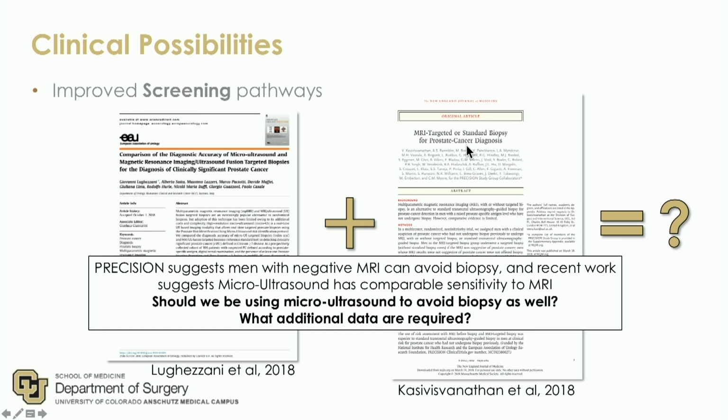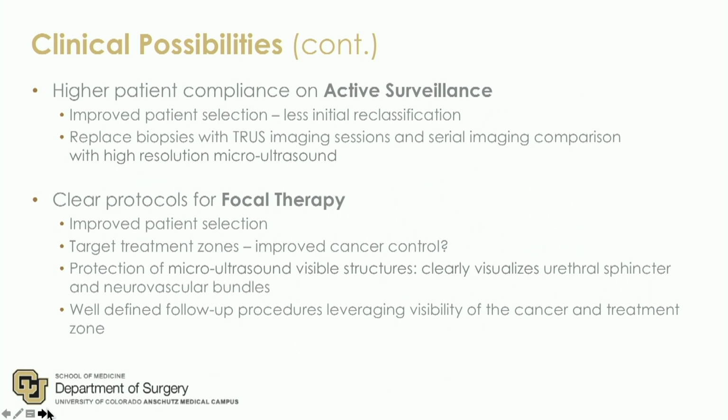And basically, the PRECISION trial published in the New England Journal of Medicine suggests that a negative MRI can avoid a biopsy. And recent work suggests that micro-ultrasound has comparable sensitivity to the MRI, so one might be able to do deductive logic and say, should we be using micro-ultrasound to avoid biopsies as well, and what additional data are required, and I think we're getting there to get that.